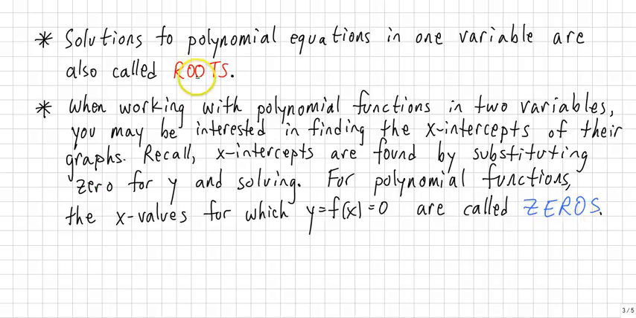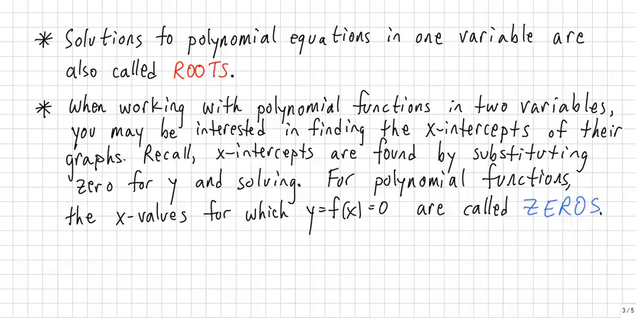So a little bit of vocab here. Roots are the answers to polynomial equations. Zeros are what we call the x values where y equals 0. In other words, the x-intercepts. So a zero is another word for x-intercept. So zeros and x-intercepts are the same thing. So for polynomial functions, the x values for which y equals 0 are called zeros.